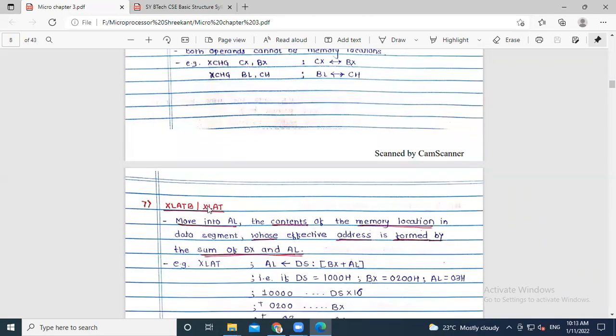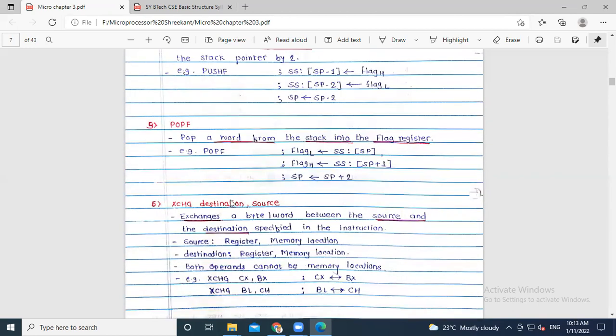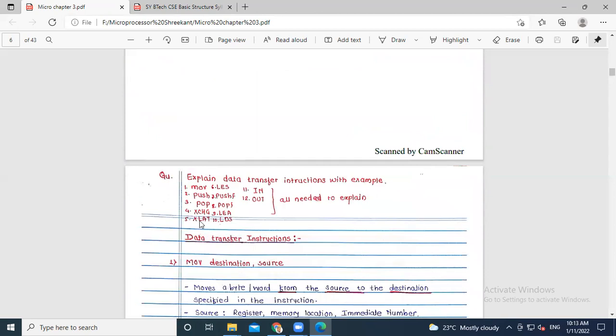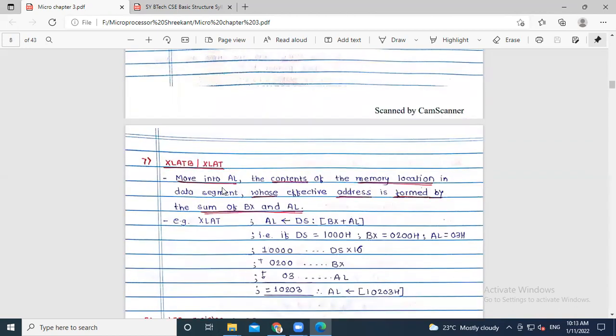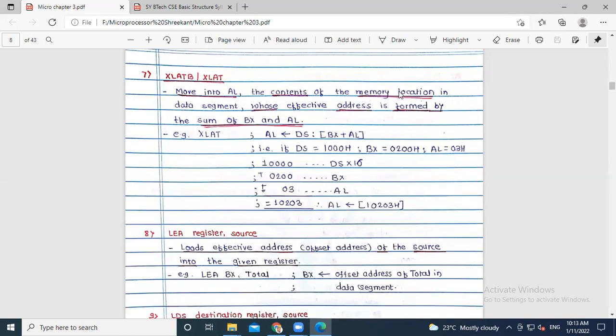Next is XLAT or XLATB. Either one you can use. XLAT or XLATB is instruction number 7. In that, the move goes into the AL register. Here we don't use any source and destination, but it refers to the memory location in the data segment whose effective address we calculate; XLAT is used only for the effective address.